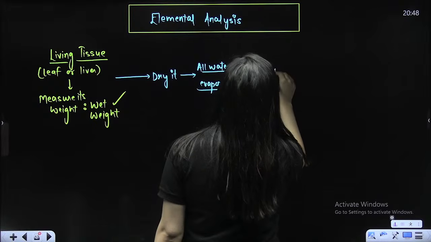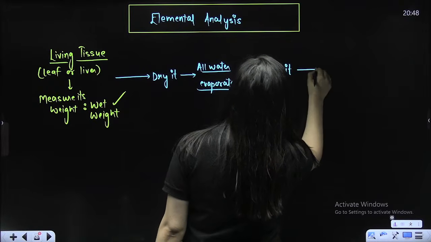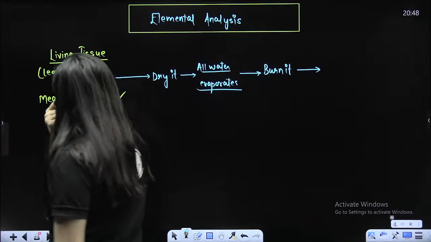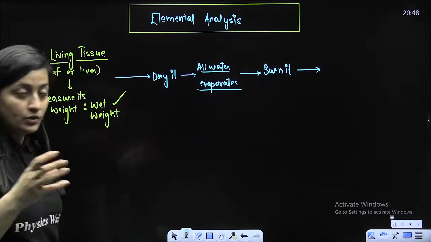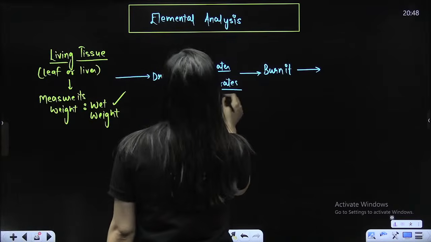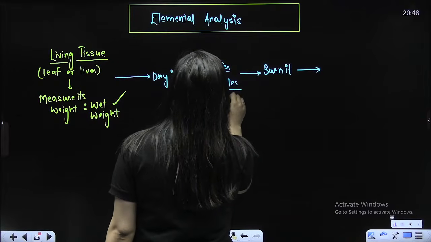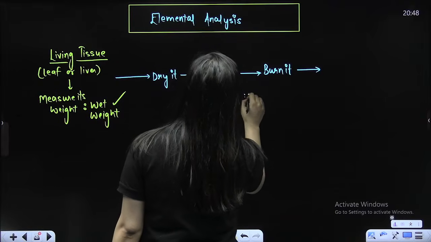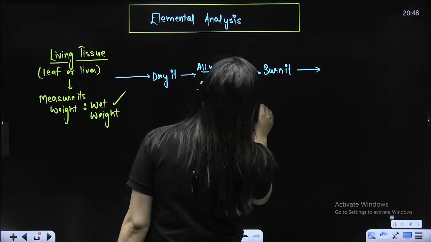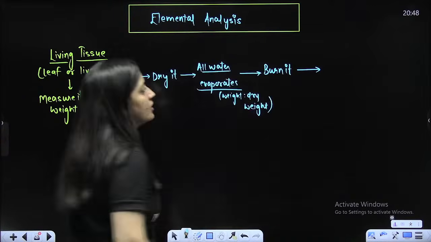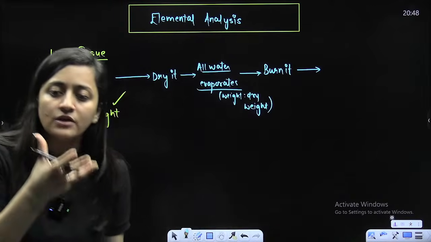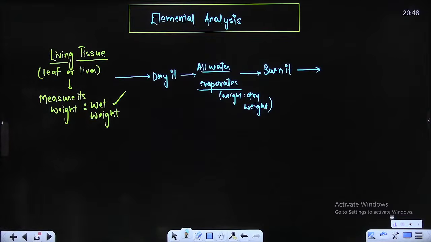This is a kind of destructive experiment. Then what will you do? You will burn it. So first of all, you will take the living tissue, you are going to dry it, all the water will evaporate, right? Then again, you can measure the weight, and now the weight that you will get is going to be the dry weight. So in the dry weight, beta, you are not considering the water component here. Is that clear? Now you are going to burn it.